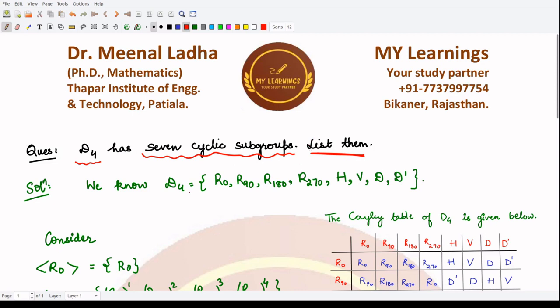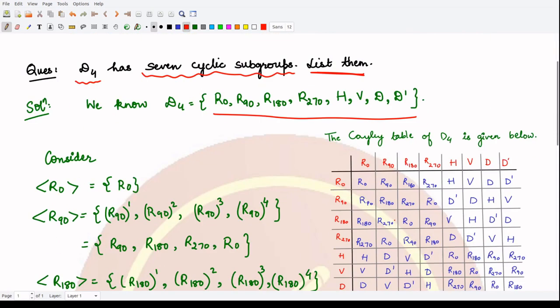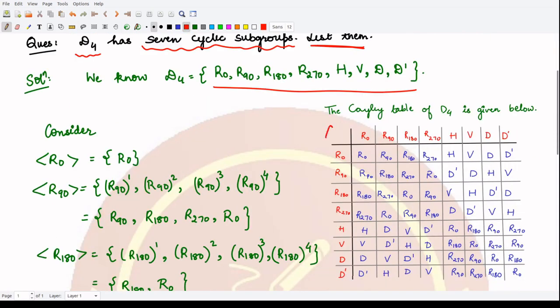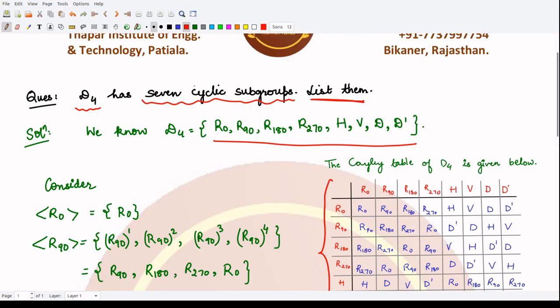So we already know D4 has 8 elements within it, right? And the Cayley table for D4 is also given to us. We saw it multiple times. Now we have to see which is the generator here which creates these cyclic groups, right? And in fact, what different generators can we have?